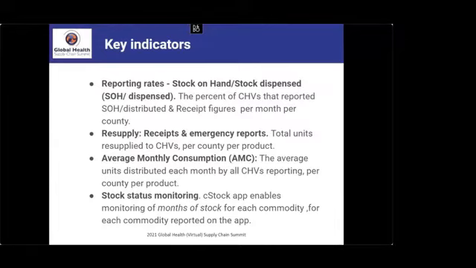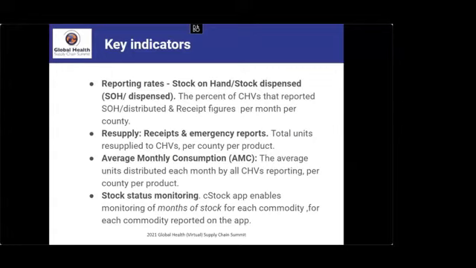The second indicator we look at is the resupply indicator, where we look at the reports on commodities received and emergency orders resupplied to the CHVs per month. The third indicator is average monthly consumption of the quantity consumed in the last 3 months, which helps in knowing the demand for each commodity.